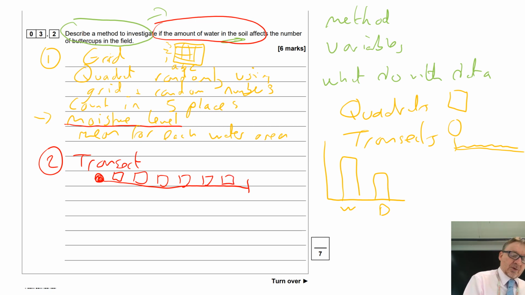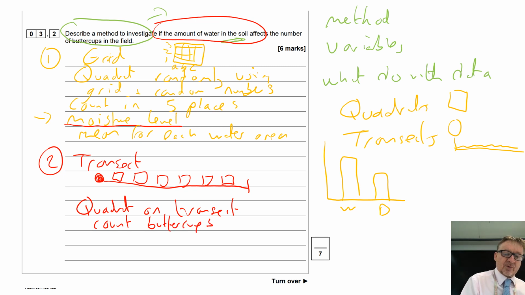Okay, so quadrat on transect, count the daisies, or buttercups, is it? Buttercups. Once you've counted the buttercups in each individual area, you need to do the moisture in each area. Do it in at least five places. Repeat. And then do a mean.